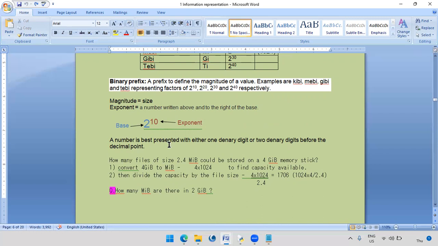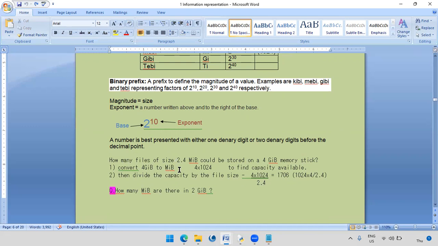A number is best represented with either one denary digit or two denary digits before the decimal point. We saw it earlier, like 2.4 or max 2.57, or 24.2. If it is 24.2, that is two denary digits in front of the decimal point. Or else, even better, just one digit in front of the decimal.